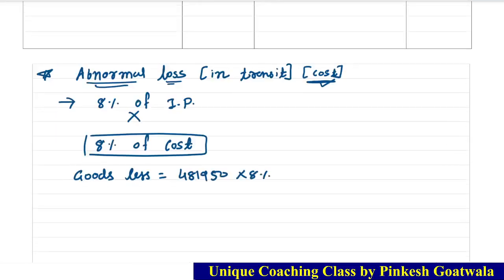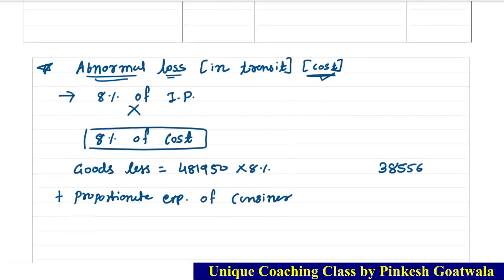481,950 into 8% is 38,556. And we know that after that we add the proportionate expense of consignor. Now, should we add consignor expense, yes or no?